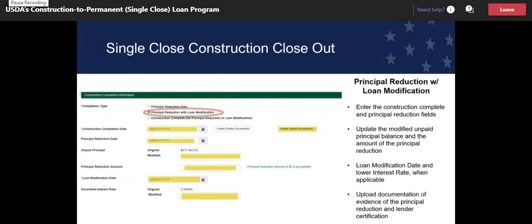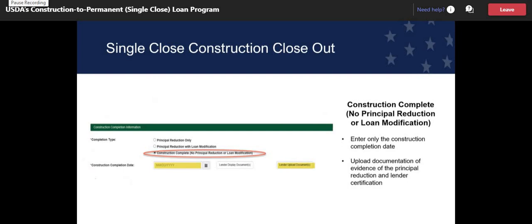For those loans with remaining loan funds after construction with a loan modification, you'll want to select the principal reduction with modification option. Okay. With this option, you must complete the following fields: construction completion date, principal reduction date, modified unpaid principal balance, principal reduction amount, loan modification date, lower interest rate when applicable, and finally, the lender will upload the supporting documentation for evidence of the principal reduction, loan modification, and the lender certifications.